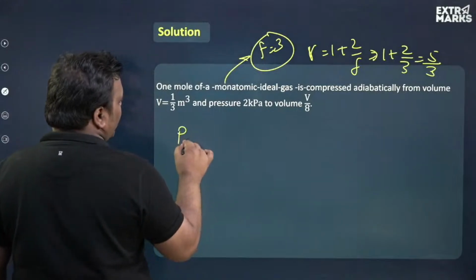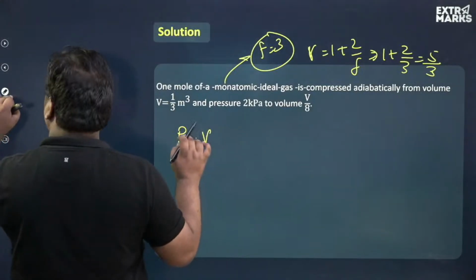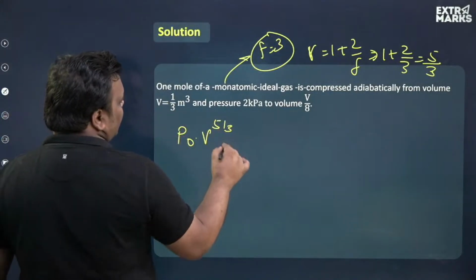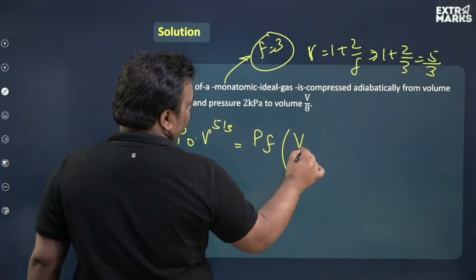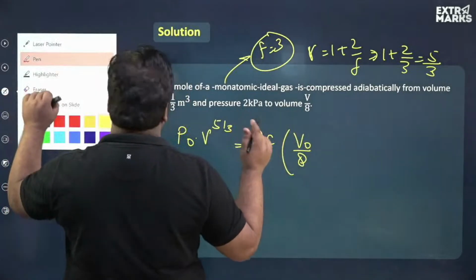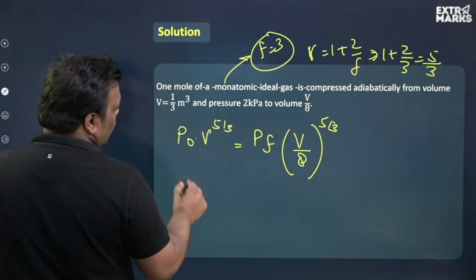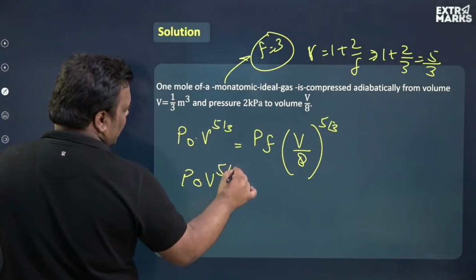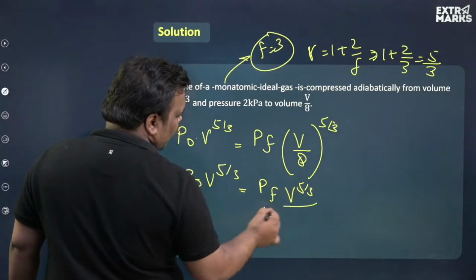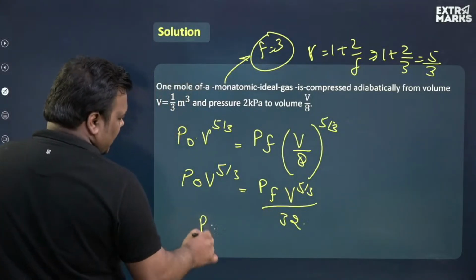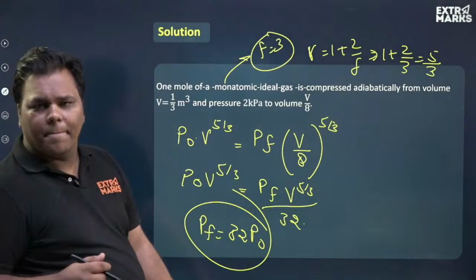Now, P naught V raised to the power 5 by 3 is equal to P final V final raised to the power 5 by 3. What is the value of P final? V final is V naught by 8, raised to the power 5 by 3, so that is 32. So the P final will be 32 P naught, initial pressure. Okay, fine.